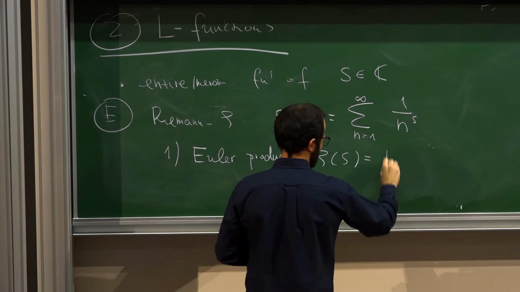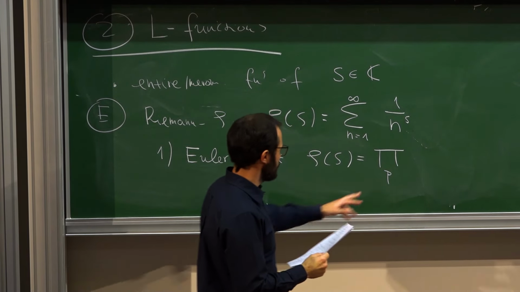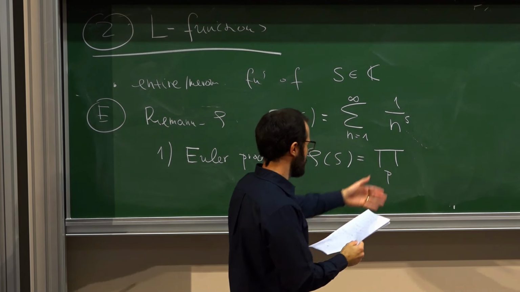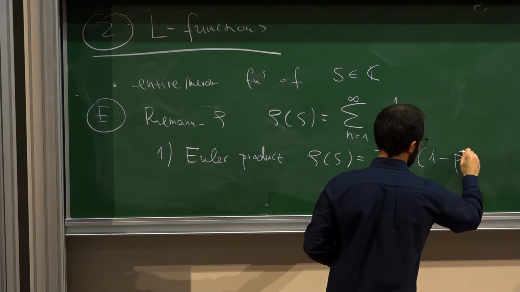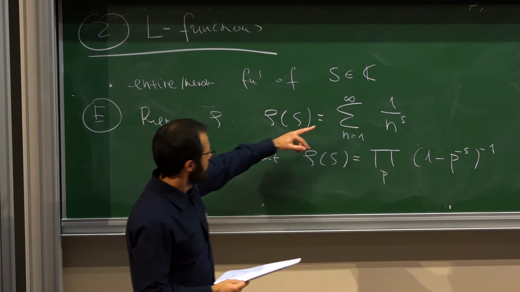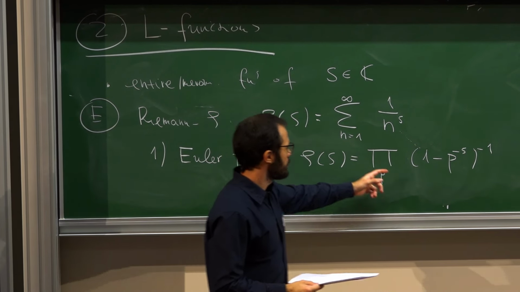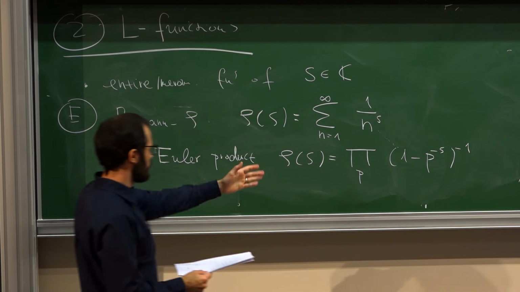So you can write, whenever I write p, it means prime. So here it's a product over all primes starting from 2 of (1 minus p to the minus s) to the minus 1. The fact that this is equal to that is equivalent to the fact that any positive integer can be uniquely factorized into primes.